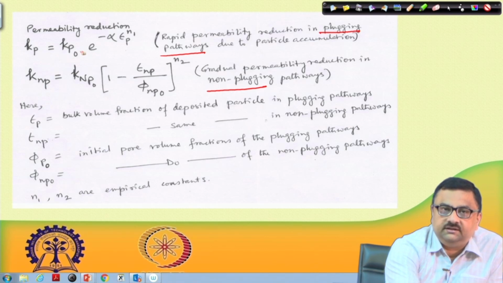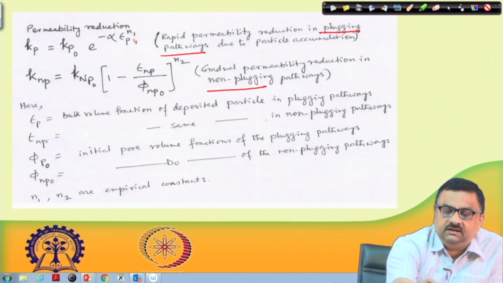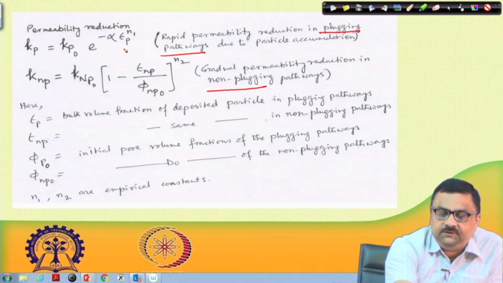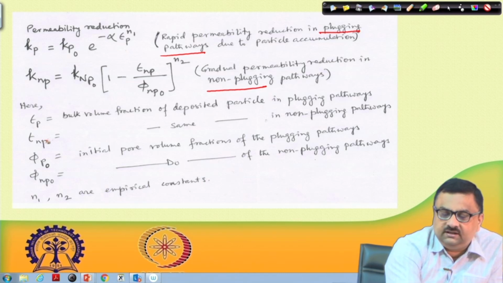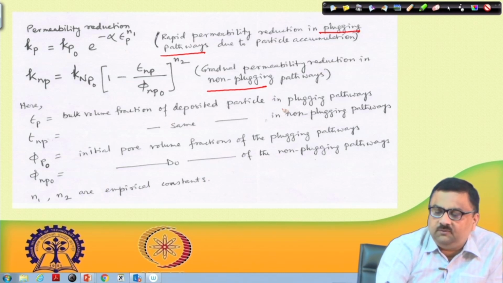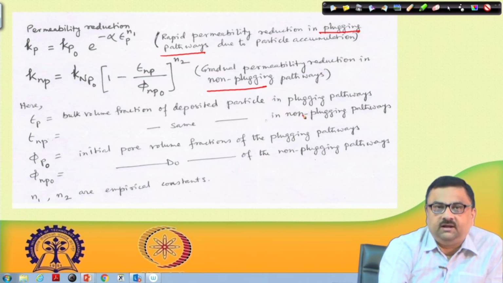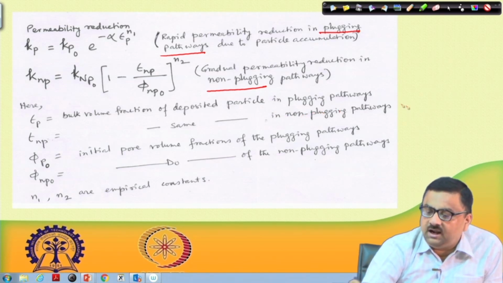That means, to start with there was a permeability Kp0 and that declines exponentially, and how fast it will decline depends on f sub p. f sub p is the bulk volume fraction of deposited particle in plugging pathways. Bulk volume fraction of deposited particle in plugging pathways.